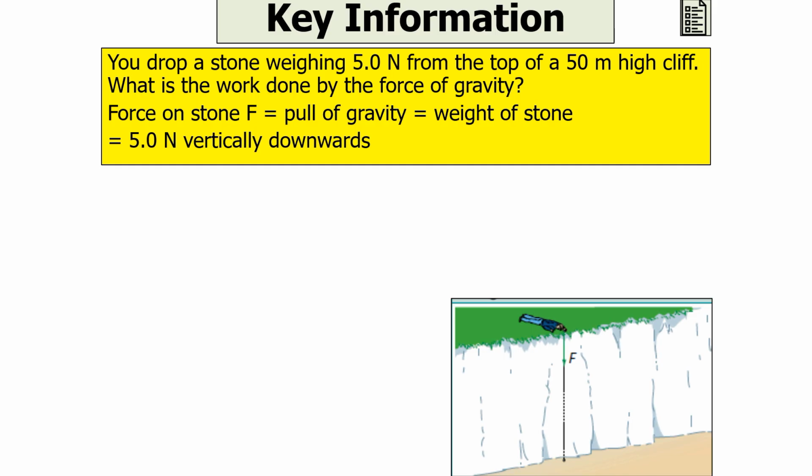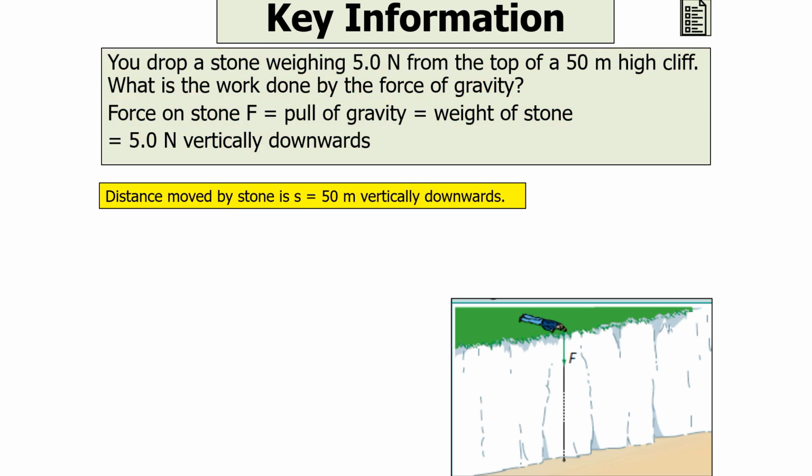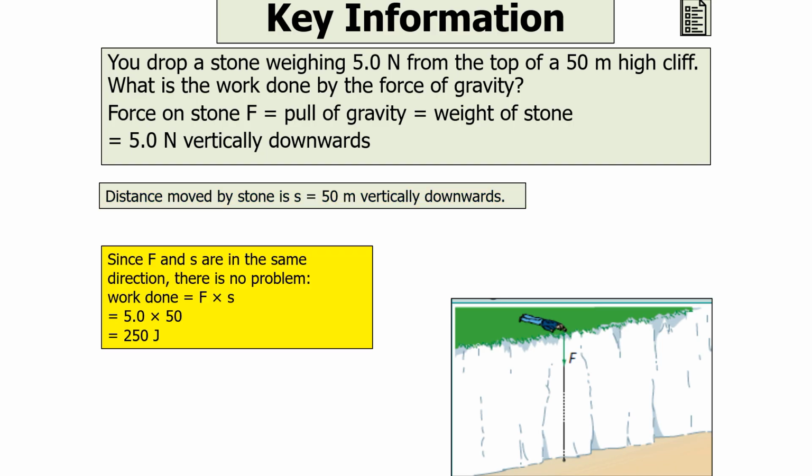Next, you drop a stone weighing 5 newtons from the top of a 50-meter high cliff. What is the work done by the force of gravity? So the force on the stone is equal to the pull of gravity, which is the weight of the stone, which is 5 newtons vertically downwards. The distance moved by the stone is 50 meters vertically downwards. So since F and S are in the same direction, there's no problem. So work done is force times by displacement. It's 5 times by 50 is 250 joules.